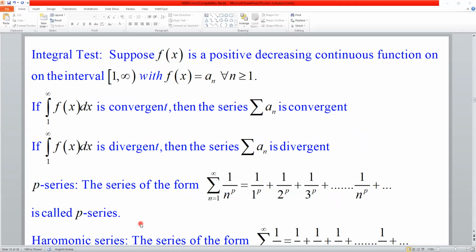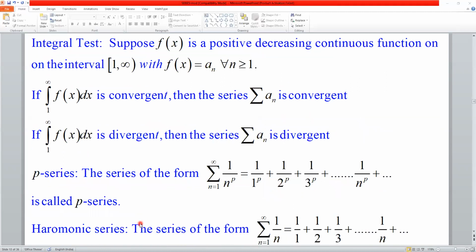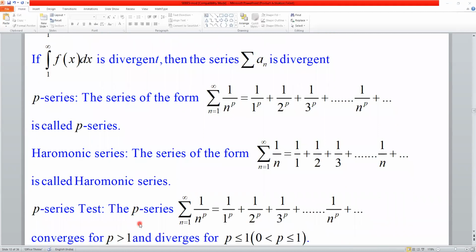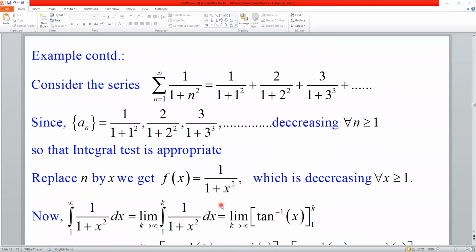Now let us move to the P series test. What does the P series test say? The P series is convergent for p greater than 1 and diverges for p less than or equal to 1. So let us move to some problems. Let us take the first problem.